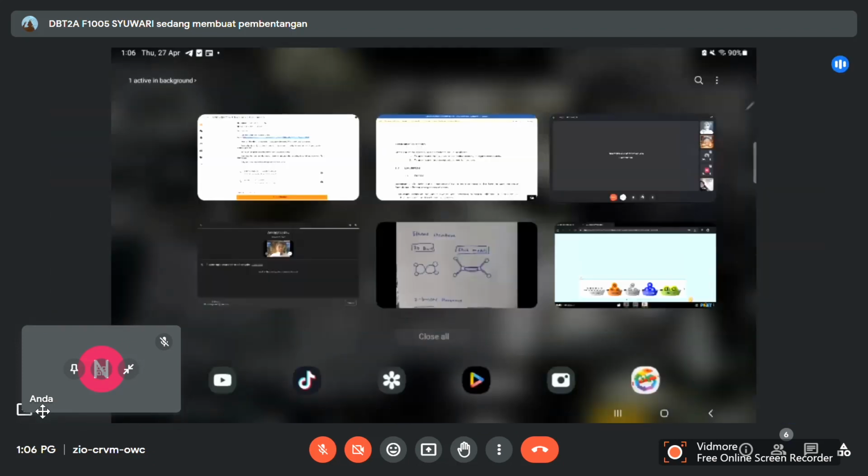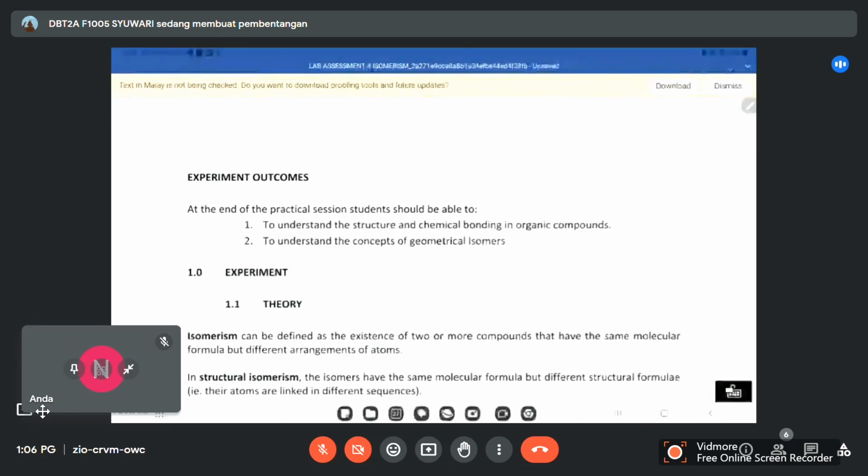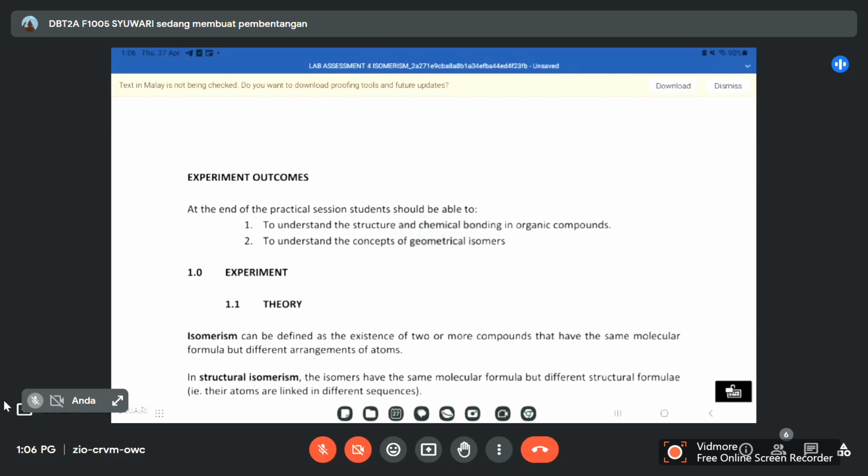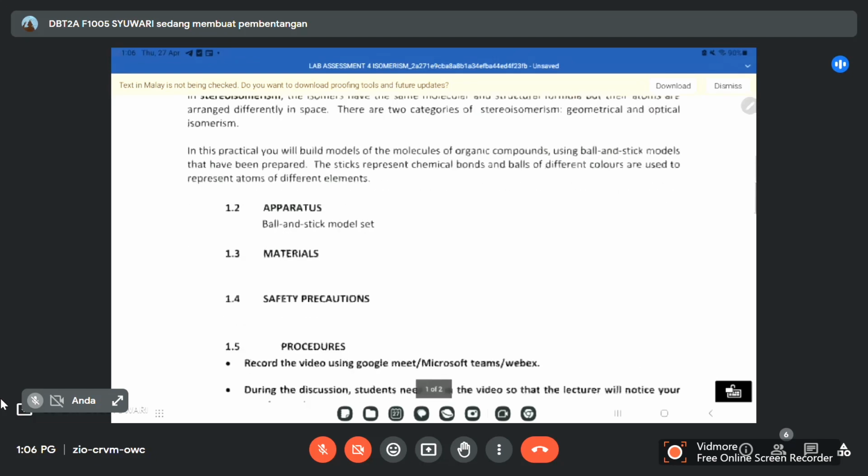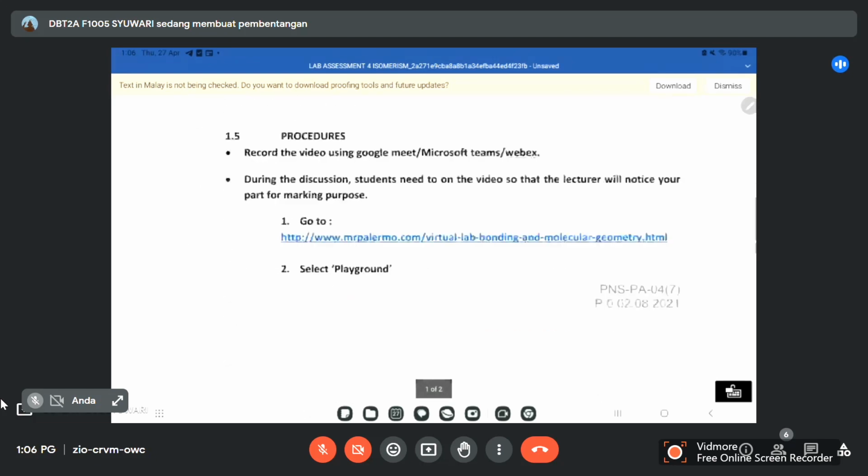So, without further ado, we want to proceed to our experiment. This is the experiment outcomes, which is what we want to achieve after we do the experiment. At the end of the practical session, students should be able to understand the structure and chemical bonding in organic compounds, and also to understand the concept of geometrical isomer. So, we start to do our experiment.